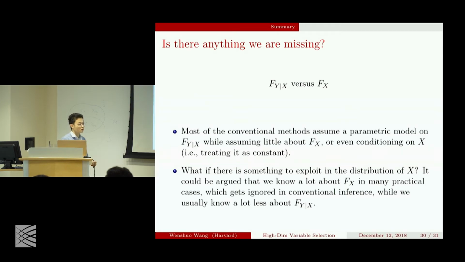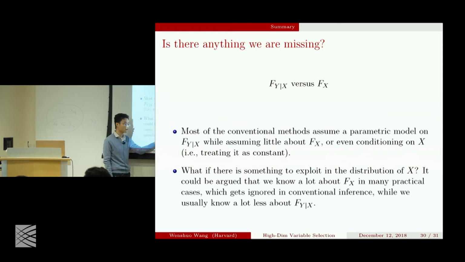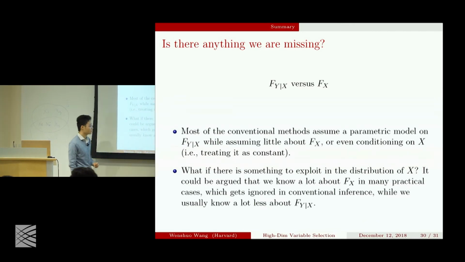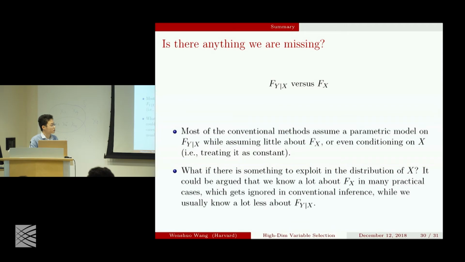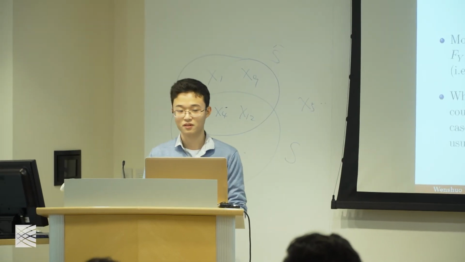So what if there is something to exploit in the distribution of x? It could be argued that in a lot of cases we know a lot about x because we can study x, but it's expensive to collect the response y. So usually we know a lot less about f of y given x than f of x. However, in conventional inference, we completely ignore the information hidden in the distribution of x, and that's where Lucas will come in and tell you how to extract that information and use it to help us do inference and variable selection. Thank you.